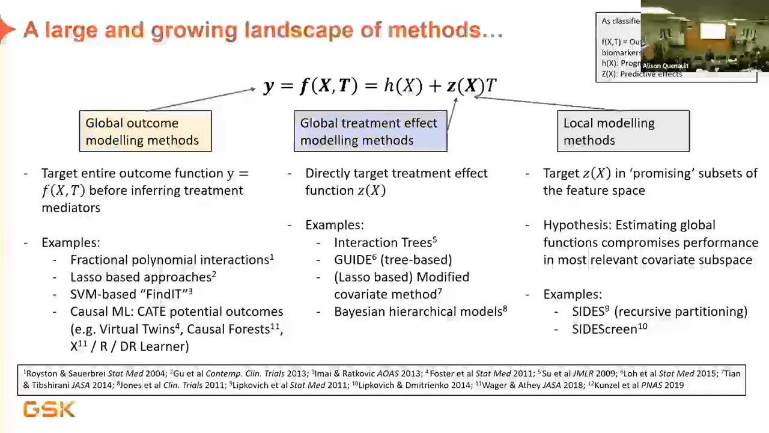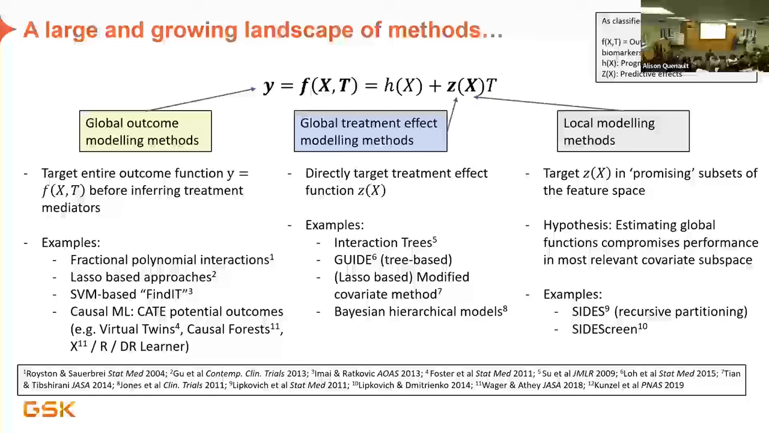Before going on, I just want to reiterate that because the word prediction can cause confusion, we're interested here in methods that predict. I'm defining a predictive biomarker as a biomarker which predicts treatment benefit versus control. So as I say, it's akin to a statistical interaction problem.